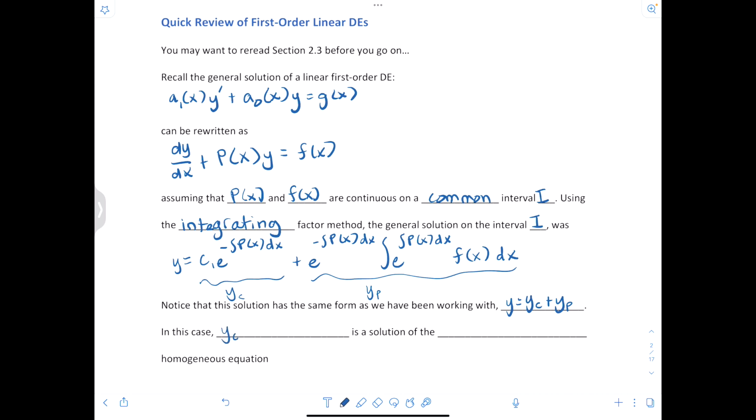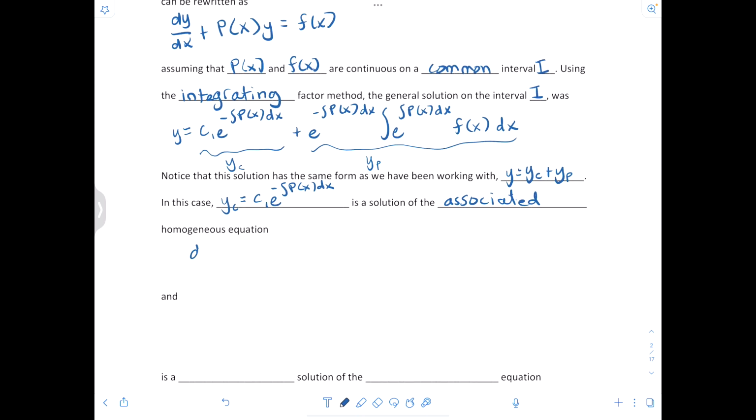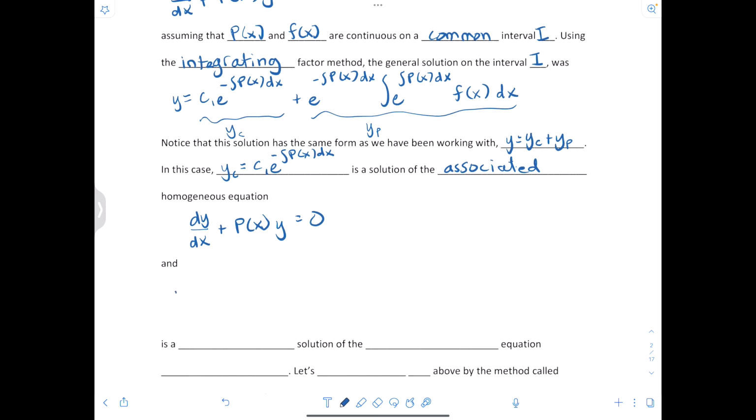In this case, like I just said, yc equals c1 times e to the negative integral p at x dx is a solution of the associated homogeneous equation where we have dy dx plus p at x times y equals 0, and our yp, the particular solution, was all of that other stuff: e to the negative integral p at x dx times the integral e to the positive integral p at x dx times f at x dx.